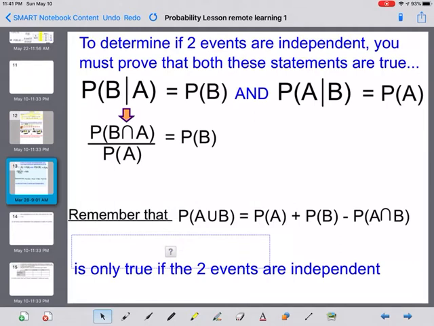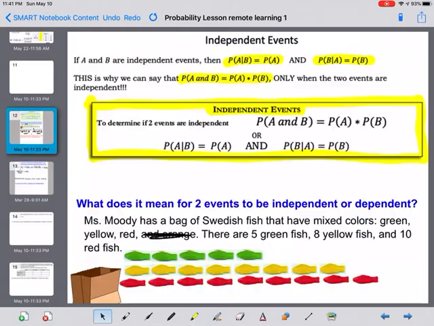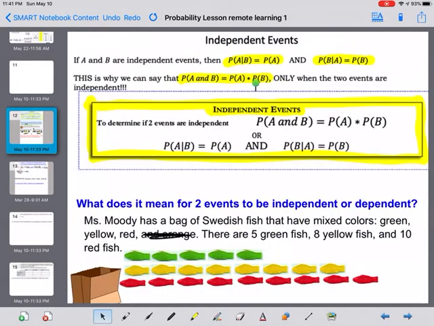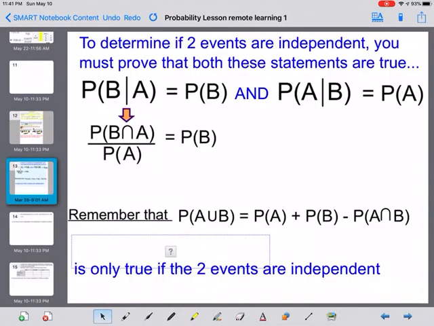All right. To determine if two events are independent, you must prove that both these statements are true. And we said that here in the box, that the probability of A given B equals the probability of A, and the probability of B given A equals the probability of B. So that's exactly what we would need to determine.